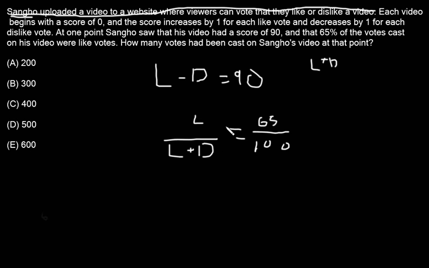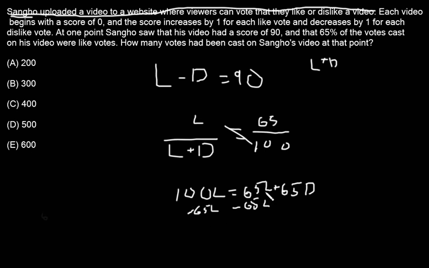So cross multiply L and 100, you get 100L. And you have 65 times L and 65 times D, because all you're doing is distributing. And here we want to combine like terms, so we can just subtract 65L on both sides. And here we can cross this out, and we have 35L is equal to 65D.